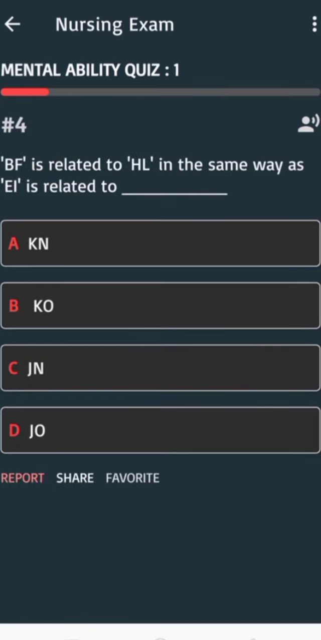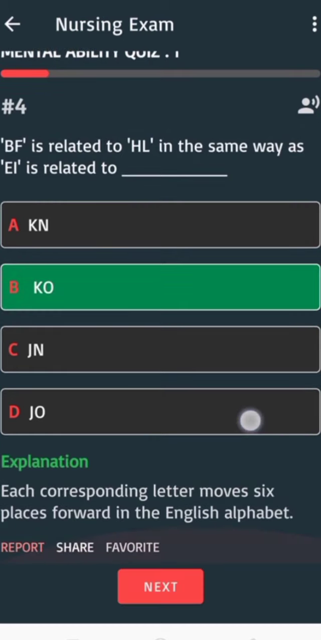'BF' is related to 'HL' in the same way as 'A' is related to blank. A. KN. B. CO. C. JN. D. Joe. Correct answer: Each corresponding letter moves 6 places forward in the English alphabet.